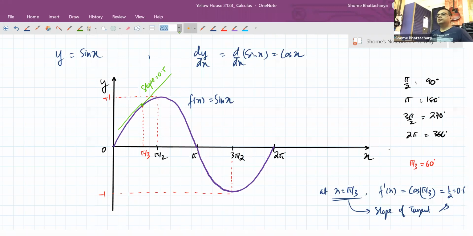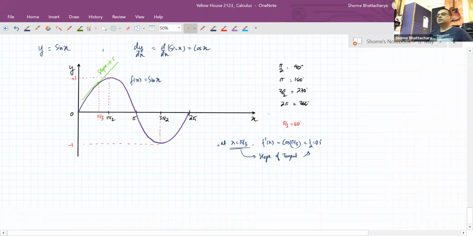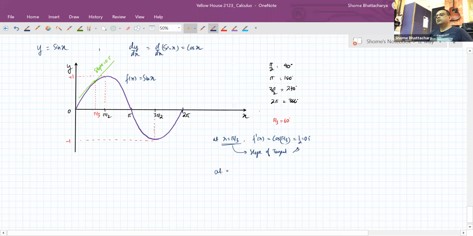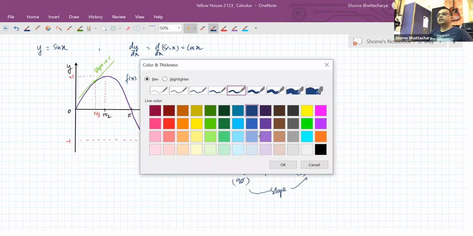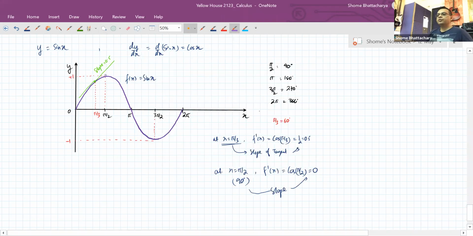Okay. But similarly, if I were to compare this with the point pi by 2 or 90 degrees, f prime x at that point would be cos pi by 2, which is 0. So the slope of the tangent at 90 degrees should be 0. So that also you can interpret in the graph, that at the 90-degree point, which is here, if I draw the tangent, it's a horizontal line. So the slope of the tangent is 0.